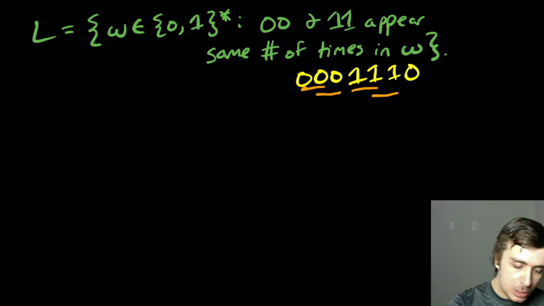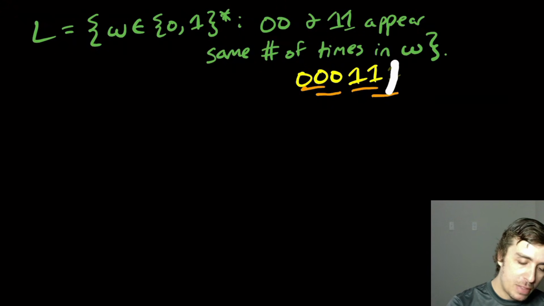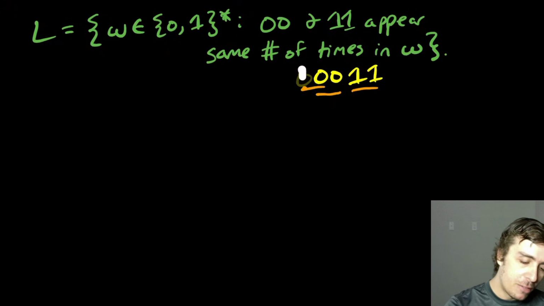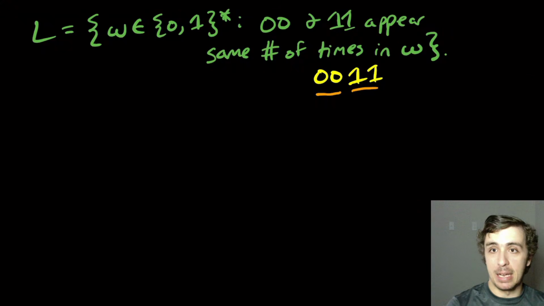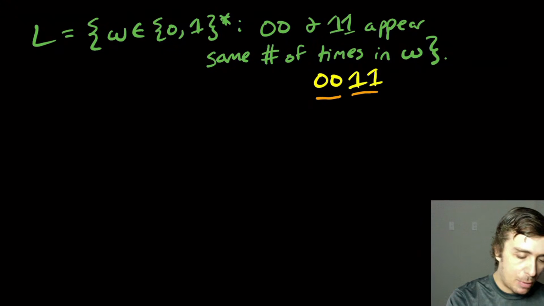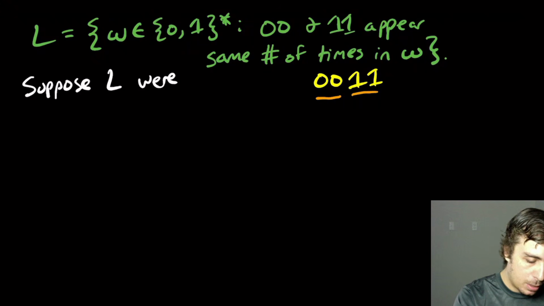And if we took off that 0 on the end, that doesn't change anything. However, if we took off this 1 right here, then it's not in the language anymore. If we deleted the first 0, then it's back in the language, okay? So let's prove that this thing is not regular. So, as always, we need to suppose that L were regular.